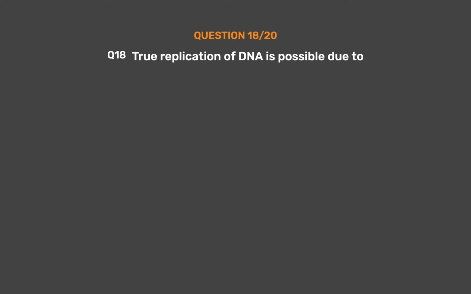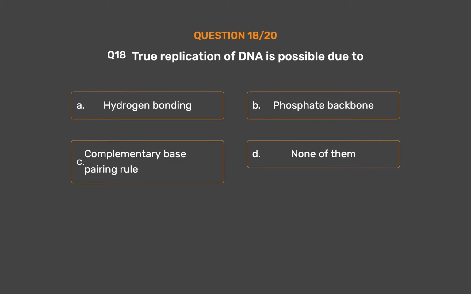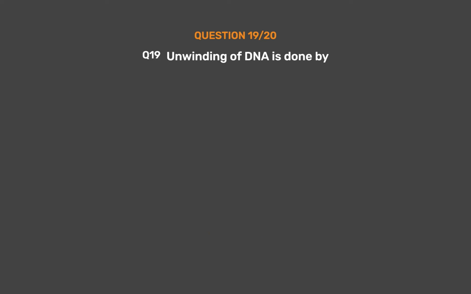Question number 18. True replication of DNA is possible due to option A. Hydrogen bonding. Option B. Phosphate backbone. Option C. Complementary base pairing rule. Option D. None of them. The correct answer is option C. Complementary base pairing rule.